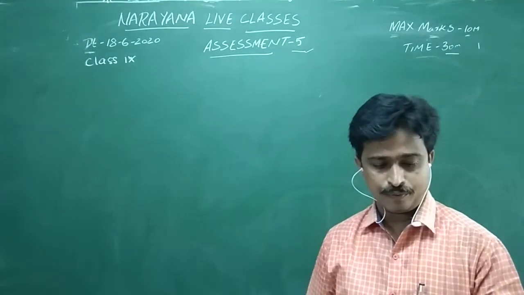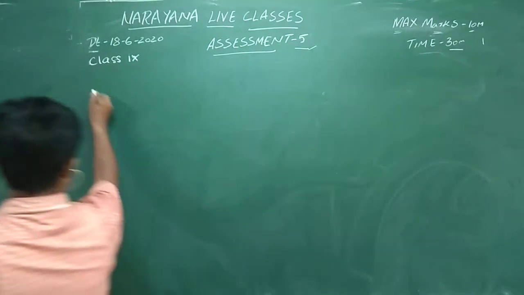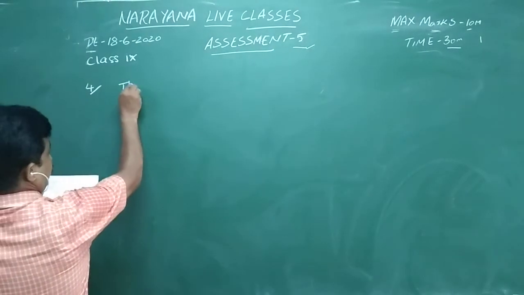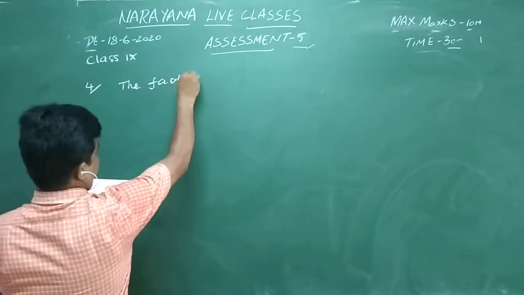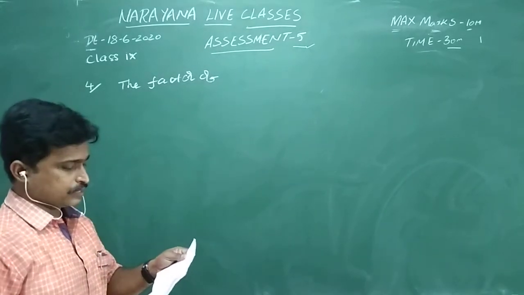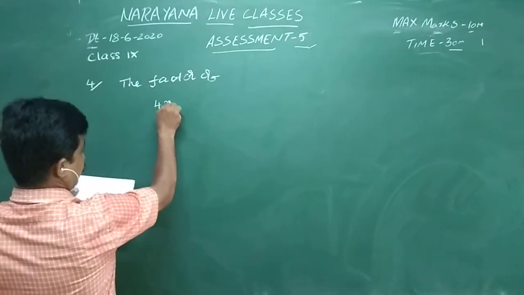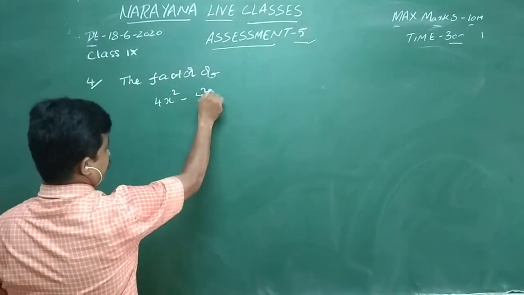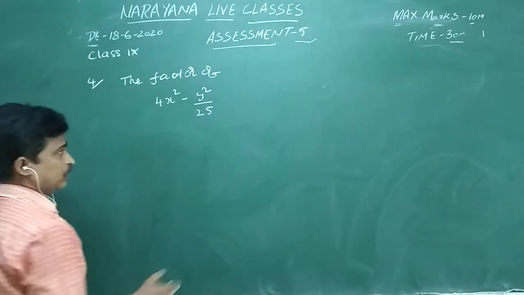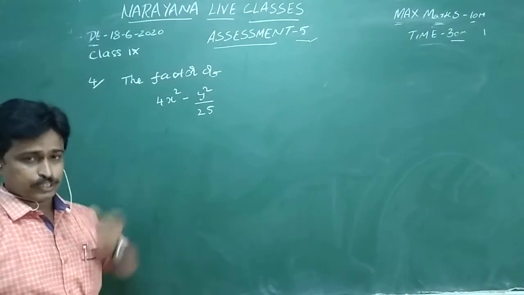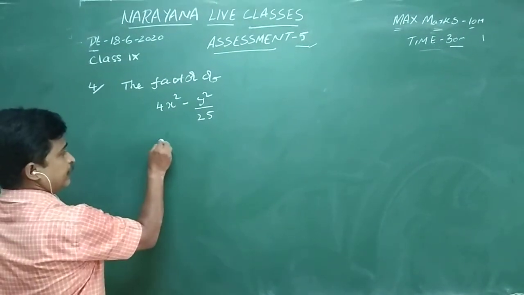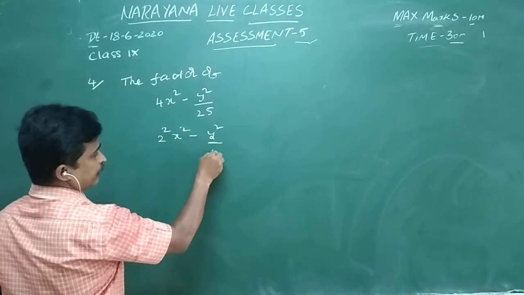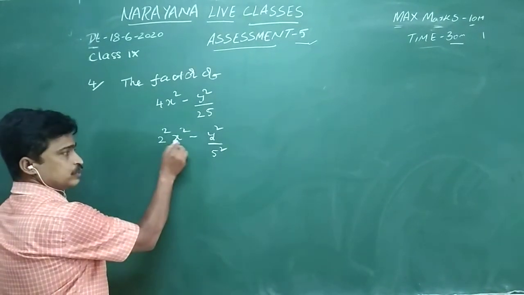Coming to question number 4, the factor of 4x square minus y square by 25. Already the first problem is related to this problem. Here 4 can be written as 2 square and x square. Y square is left as it is and 25 can be written as 5 square. So 2x whole square can be written.